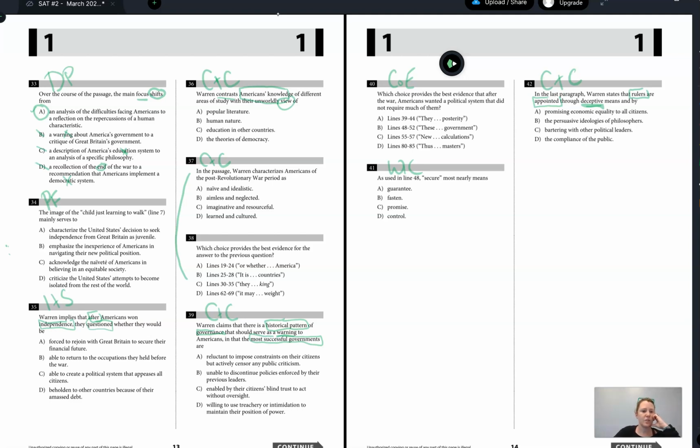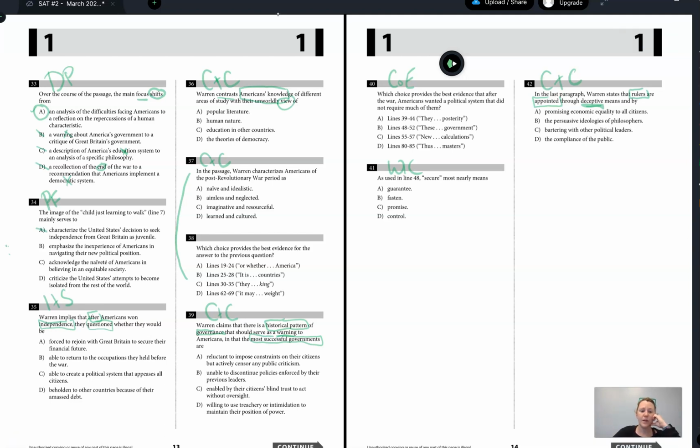All right, so the image of the child just learning to walk. We talked about this. We're a little uncertain, a little scared. Things are unsettling. We know we can do it, but do we? So does that characterize the United States' decision to seek independence? No, and I don't think we're being called juvenile. That seems a little insulting. And this is after the independence has already happened. So I think we can probably get rid of A.